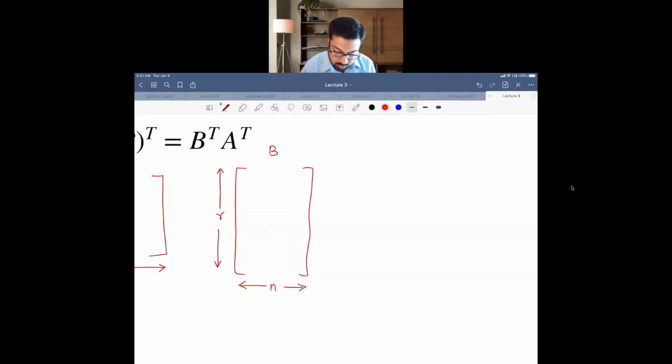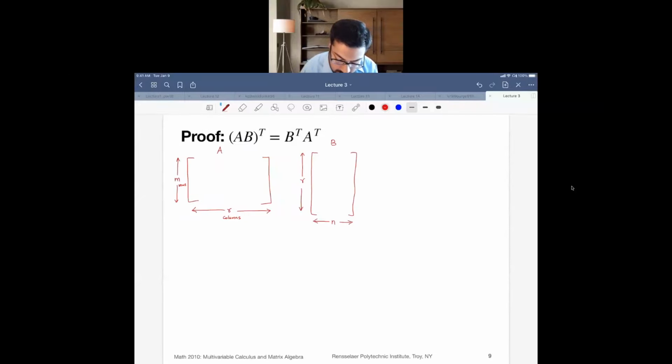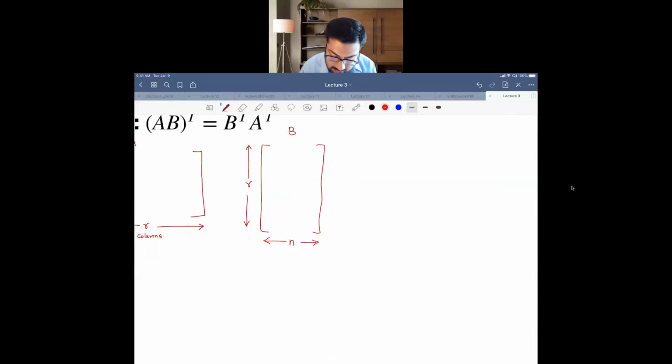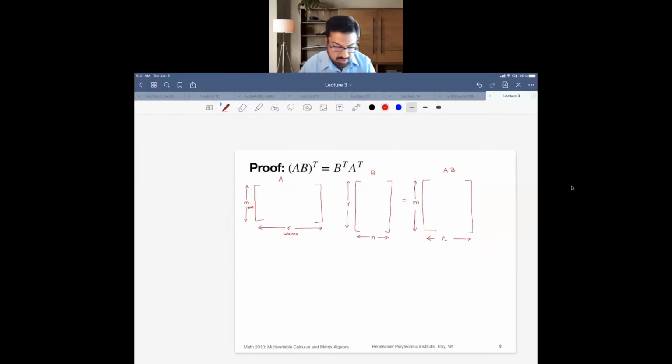And I can multiply those two because the number of columns here matches the number of rows here, so I can multiply in that order, and I will get AB, which is going to have M rows and N columns. So that's the first case here.